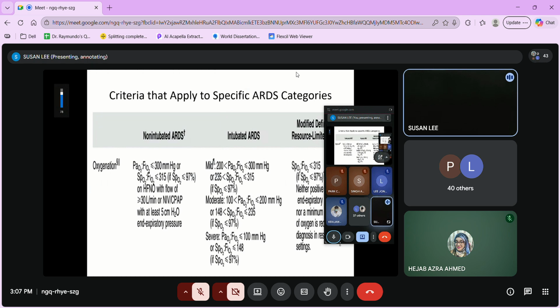Okay. So, modified for limited resources, it has a PF ratio of less than 315, or you can use your oxygen saturation of less than 95%, with neither a positive end-expiratory pressure device nor a minimal device for your oxygenation.